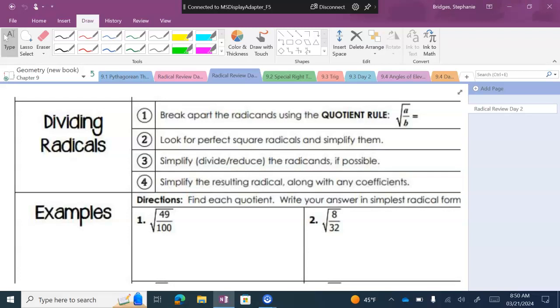That's not completely simplified. You also cannot leave a radical in the denominator of a fraction. Not completely simplified. The only place in a fraction where you can have a radical is in the numerator, and then it must be completely simplified like we did yesterday with our radicals. So if we have an entire fraction under the radical, we're going to use the quotient rule to break it apart.